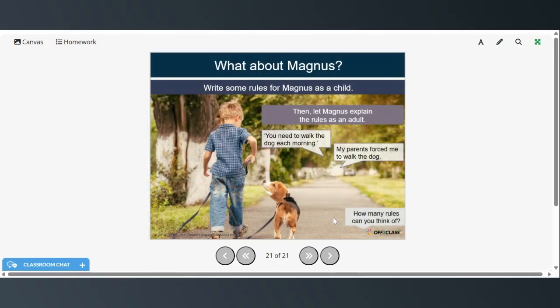Now write some rules for Magnus as a child. Then let Magnus explain the rules as an adult. You need to walk the dog each morning. My parents forced me to walk the dog. So that's an example. And think of some other rules that you can write, first as the rule, and then as the adult describing the rule.